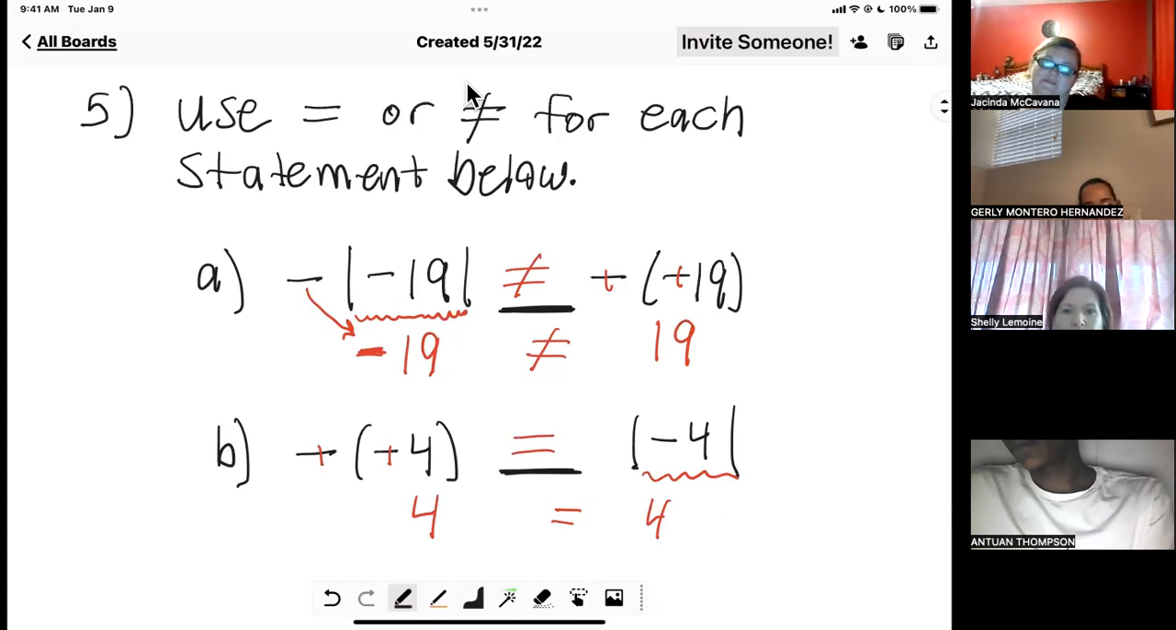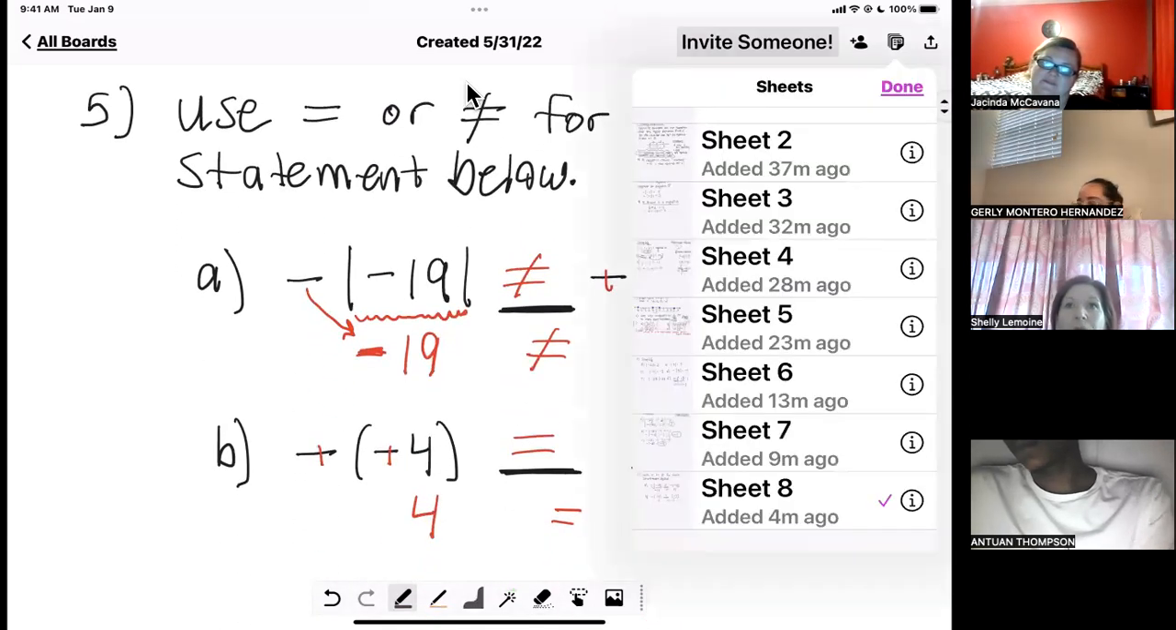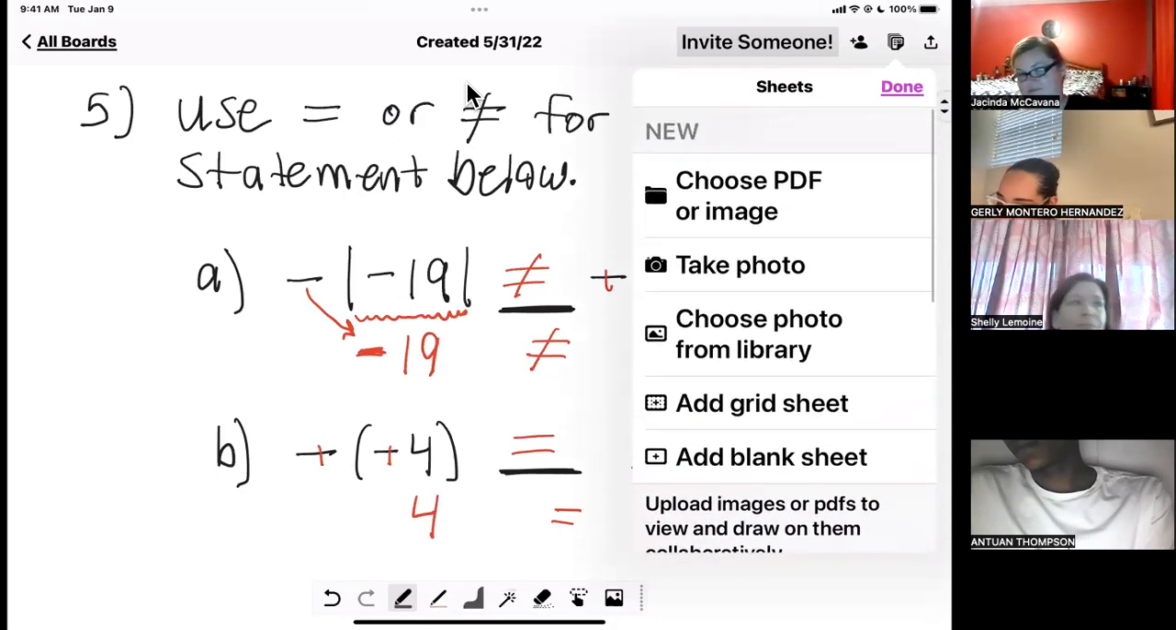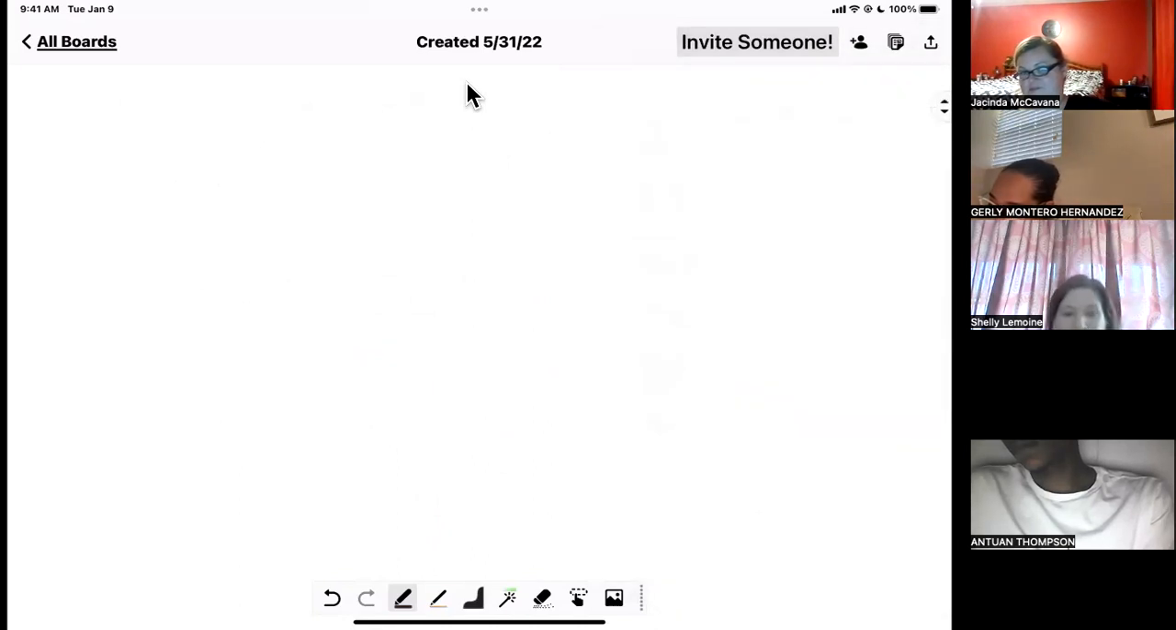2-2 is about adding integers and 2-3 is about subtracting integers. I don't like that, so I put them together.